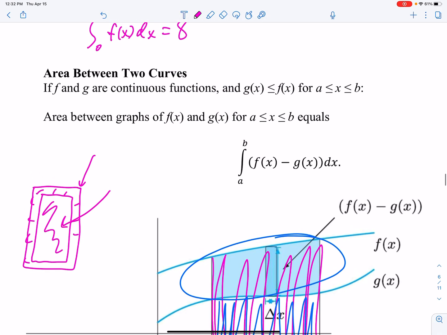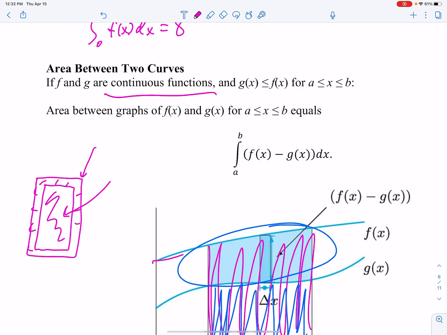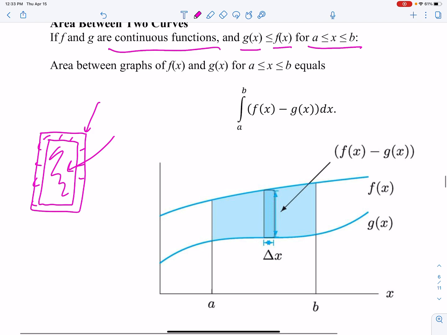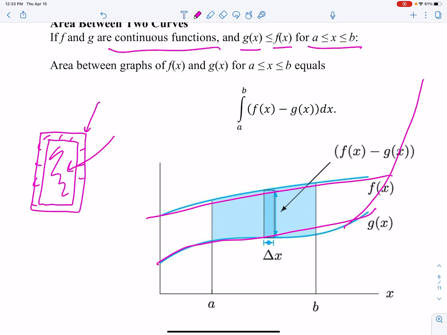All right, if f and g are continuous functions, remember continuous means we can draw them without lifting our pencils, right? Or stylus or whatever you're using here. All right, so f and g are continuous functions, and g of x is less than or equal to f of x for x between a and b. In other words, fancy way of saying the g curve is always below the f curve, right? It's never going to cross through it or become above it, okay? At least on this interval of x values, okay?